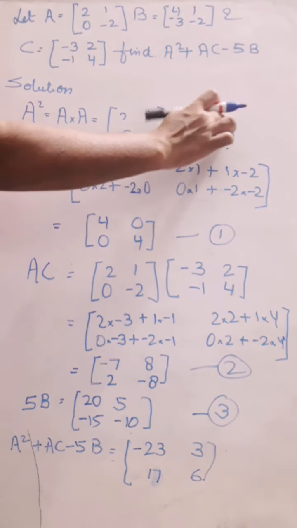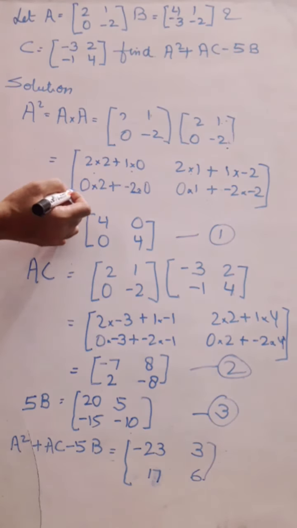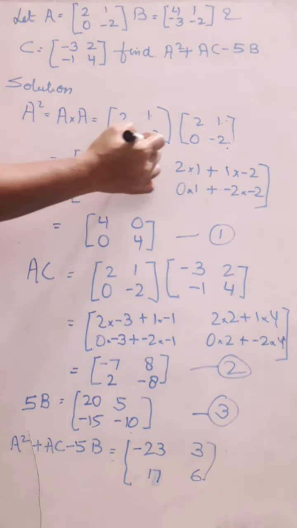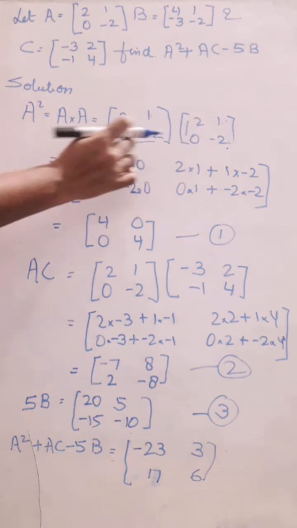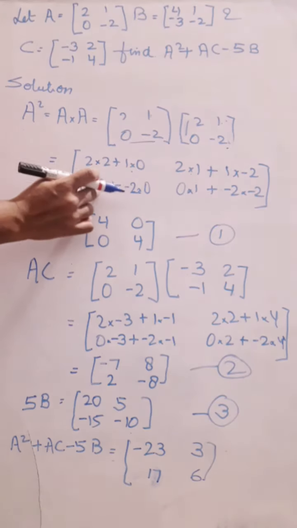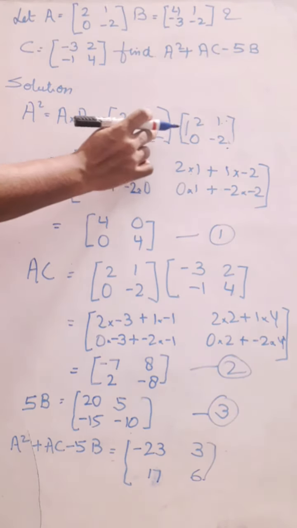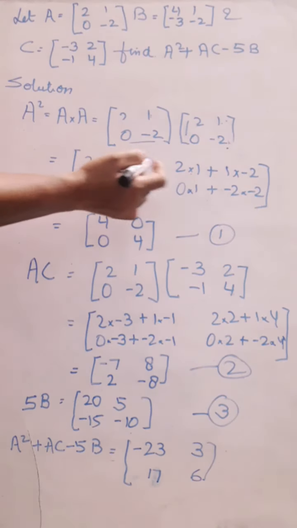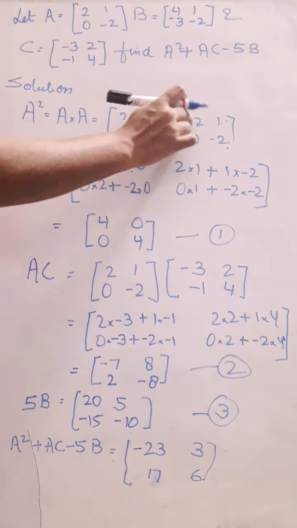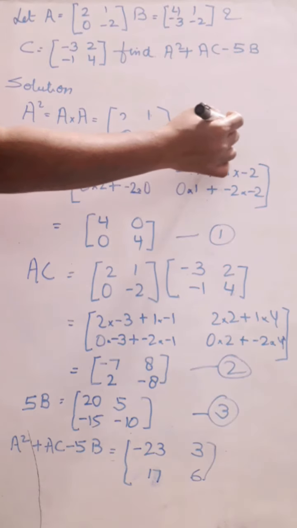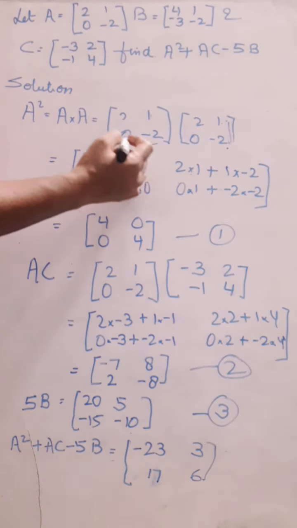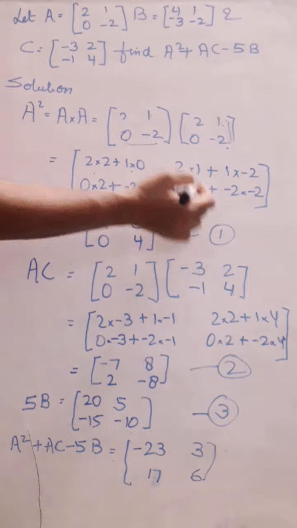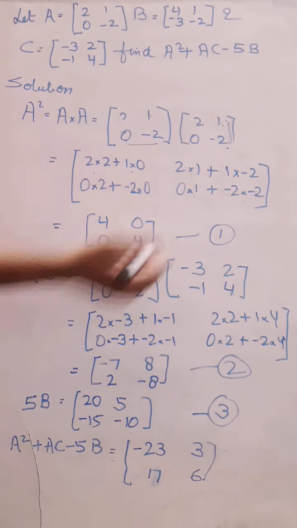So now we need to multiply your second row with the first column. So the second row is multiplied with the first column. I will get 0 times 2 plus minus 2 times 0. Okay. Now for this element you need to multiply your second row with the second column. So 0 is multiplied with 1 and minus 2 is multiplied with minus 2.